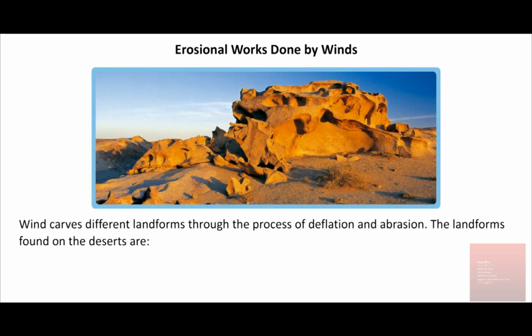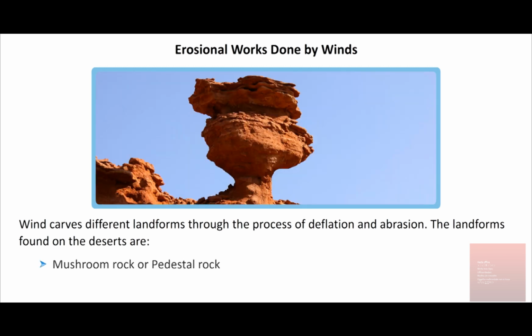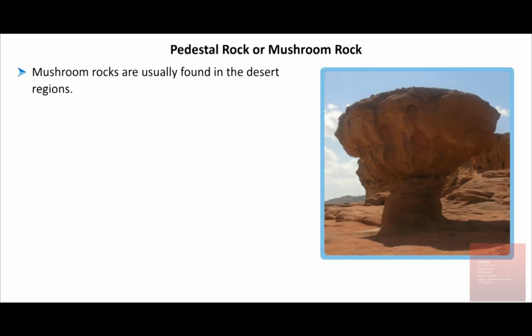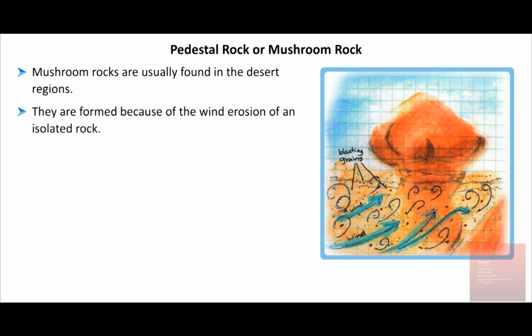Wind carves different landforms throughout the process of deflation and abrasion. The landforms found on the deserts are mushroom rock or pedestal rock, and inselbergs. Let's learn about them. Mushroom rocks are usually found in the desert regions. They are formed because of the wind erosion of an isolated rock.